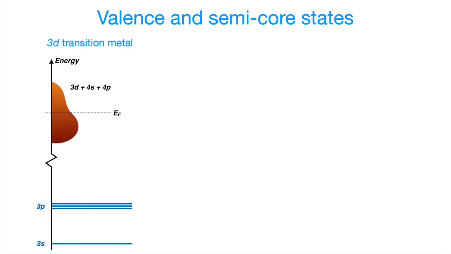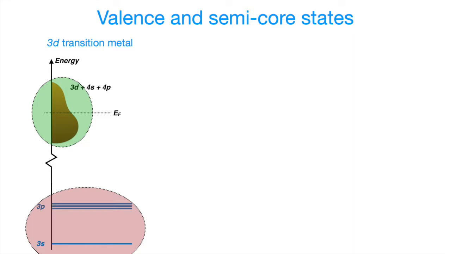This is a schematic picture showing the typical electronic structure of a transition metal. So we have valence electrons formed by 3d, 4s, and 4p states of a transition metal, for example iron or cobalt. They are dispersed states and we form a beautiful density of states around the Fermi level.